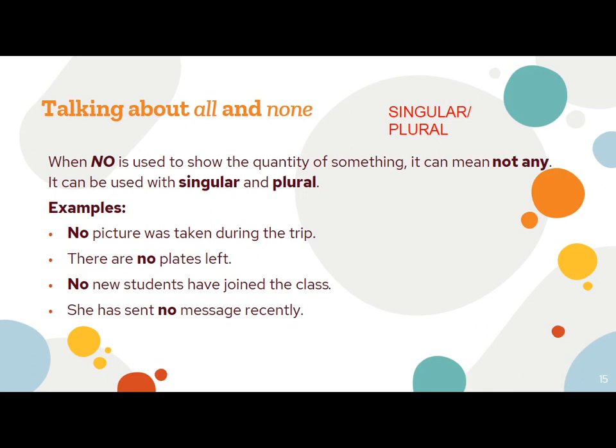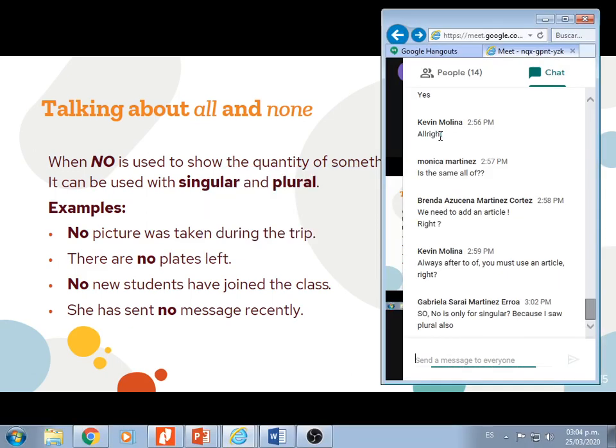So you can say "no new student has joined the class." There's no difference between one and the other one, because there's not anything that you can count. As there is no anything, you can use it in the singular or plural form. I wonder if I'm clear.